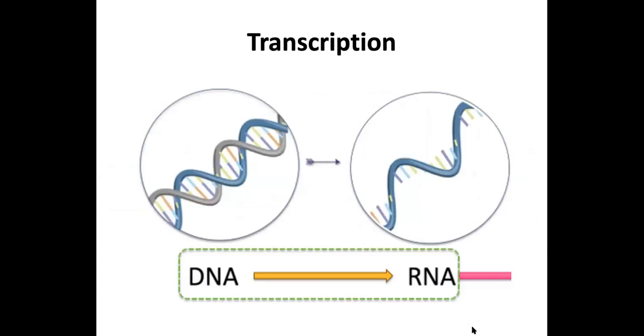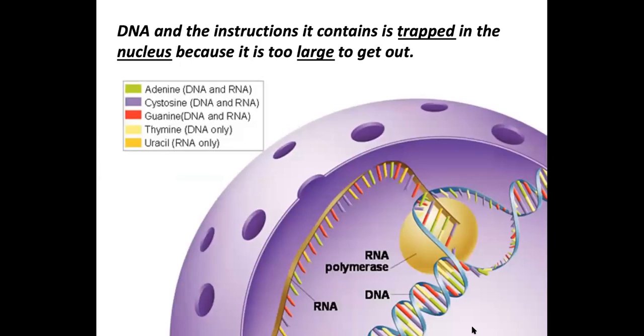All right, so transcription, DNA to RNA. So DNA and the instructions that it contains is trapped inside of the nucleus because we've already talked about this. It is too large to get out. So DNA, because it is double-stranded, does not fit through the nuclear pores on the outside of the nucleus. Okay, so just like our pores on our face, too large, can't get out.